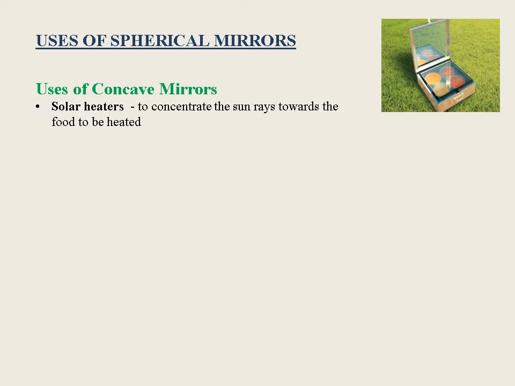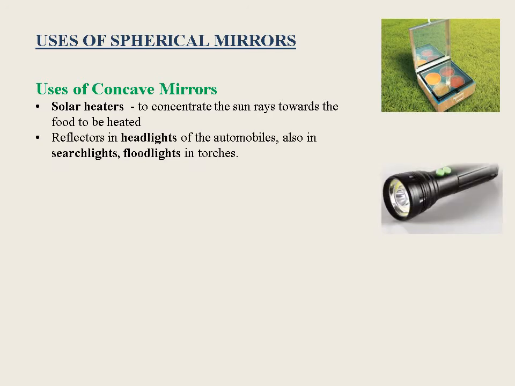They are used as reflectors in headlights of automobiles, in searchlights, in floodlights, and in torches. When the bulb is placed between the focus and pole, as in a floodlight, a divergent beam of light is obtained that can spread over a large area. But if the bulb is placed at the focus of a concave reflector, as in the case of a torch and the headlights of a car, a powerful beam of parallel light is obtained.